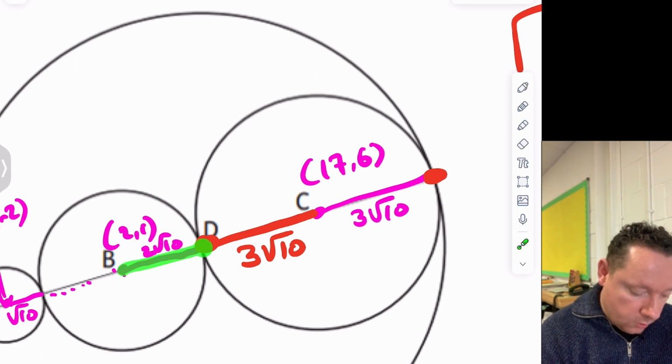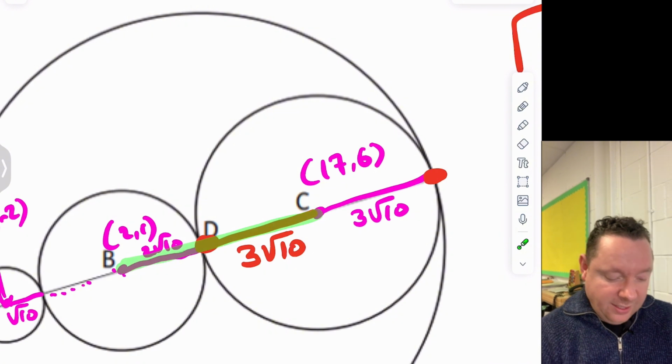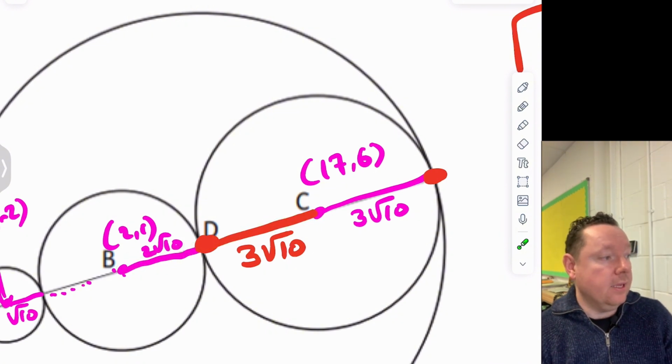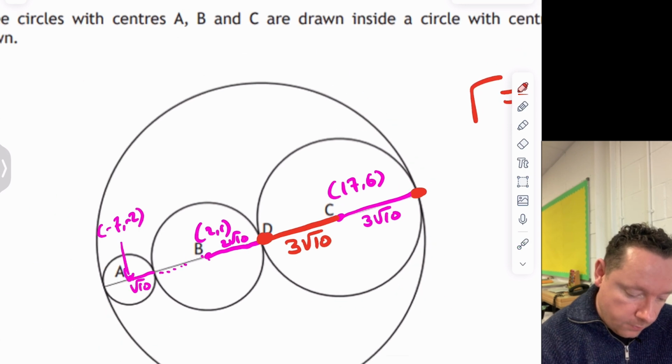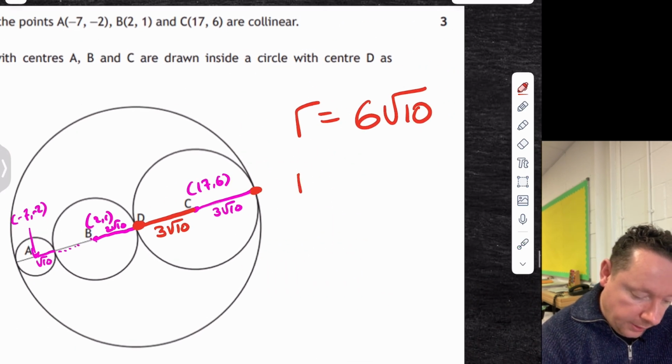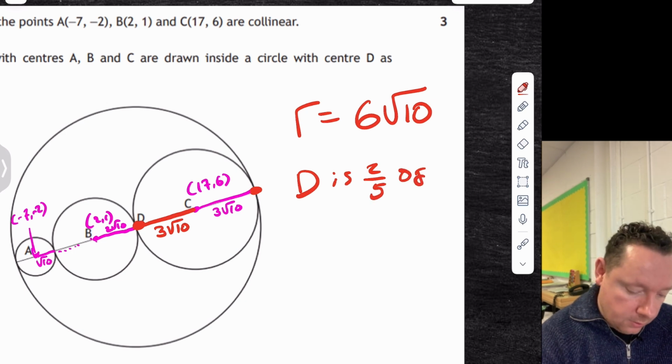And now to get the centre D, well, let's have a look. That's 2 root 10, and that's 3 root 10. So if we take this distance here, which is 5 root 10, D, we could say, is 2/5 of the way along. 2 plus 3 is 5. So it's 2/5 of the way up. So let's just write that down. D is 2/5 of the way up BC.